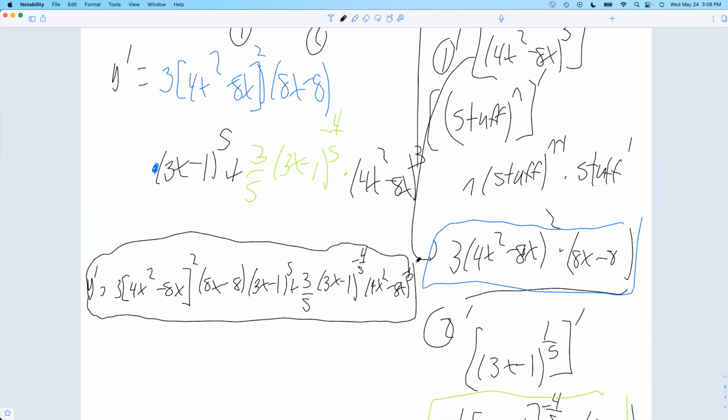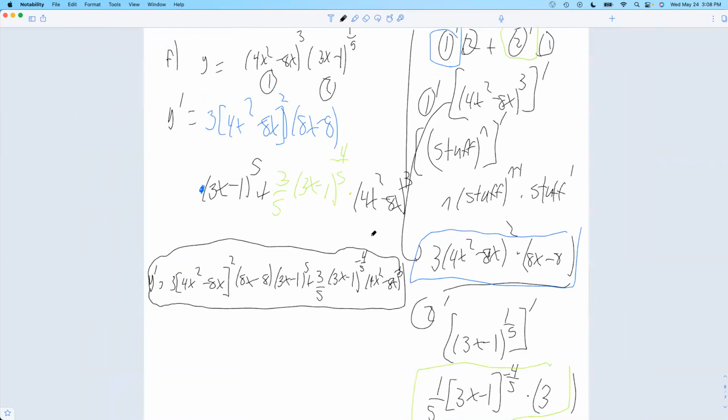Some of these can get kind of nasty. Some can be very long problems. That's why the homework for these last couple of sections is so long. You got to get a lot of practice taking derivatives. Okay, it's a good place to stop there.